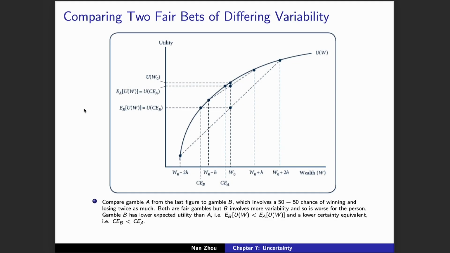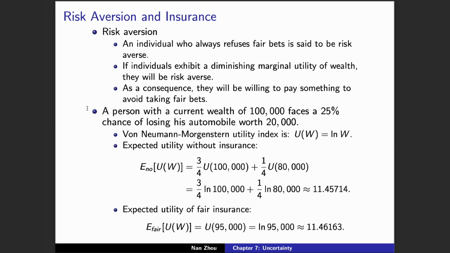If we now plot gamble B on the same graph, we can see that doubling the size of the bet makes the utility of winning slightly better, but makes the utility of losing much worse. So the expected utility of B is even less than the expected utility of A. Correspondingly, the certainty equivalent of B is also less than the certainty equivalent of A. For a risk-averse individual, the certainty equivalent of a bet is always lower than the expected value, meaning that they're willing to pay something in order to avoid taking on risk.